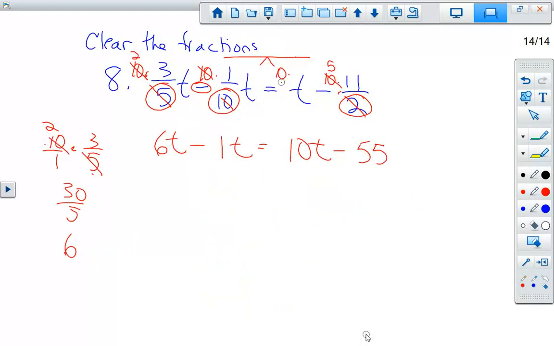This is just the method. It's called clearing the fractions, and that's what you'll read in the text or you'll see in the examples. This is what most experts use because it just clears out all the fractions, and now, wow, that just doesn't look as hard as it used to. So I'm just going to combine my like terms. That's a 5, isn't it? So that's 5t.